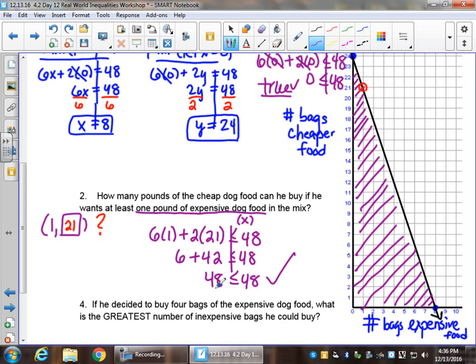A single dollar more. If this was 49 instead of 48, he would not be able to buy the 21 pounds. So the answer is 21 pounds of cheap dog food.